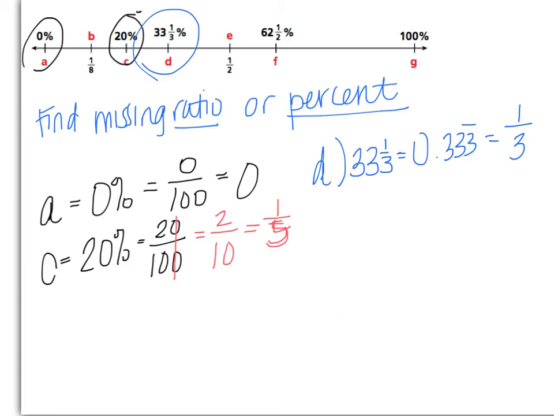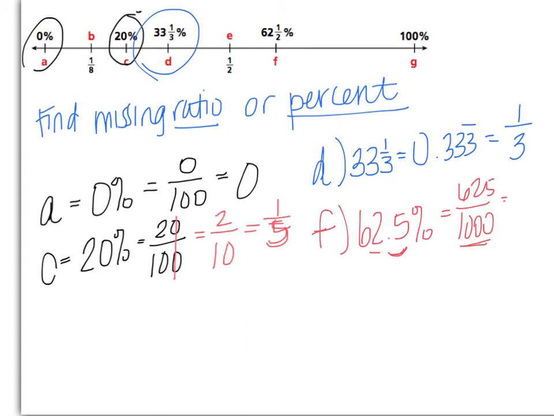I want to see if you can do F on your own. So what I would think of this as is 62.5%. And since here you're at 3 spots, you have to think of this as 625 over 1,000. Because if we were just at the 2, that would be at the 100 spot. But because we go to that 3rd spot here, we have to have 3 zeros here. So all you need to do is reduce that. And you can reduce this to 5/8.